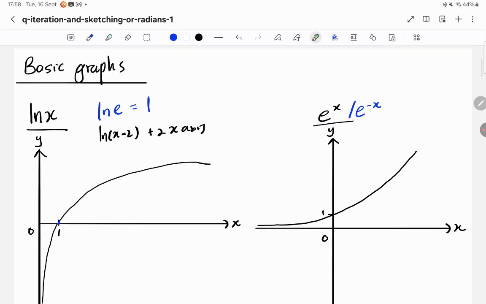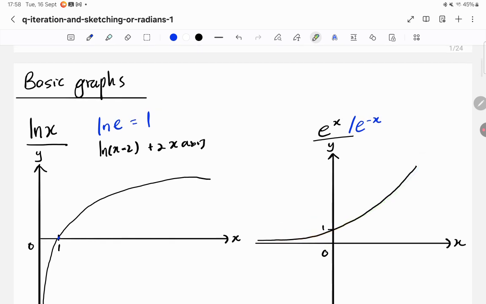Okay, and now we have our exponential graph. For our exponential graph, e to the x, the basic graph drawing is like this, where when x is 0, e to the 0 is equal to 1. Like over here, e to the 0, you get 1 over here. So it comes all the way here, and it's climbing up because it's an exponential graph. It's increasing exponentially.